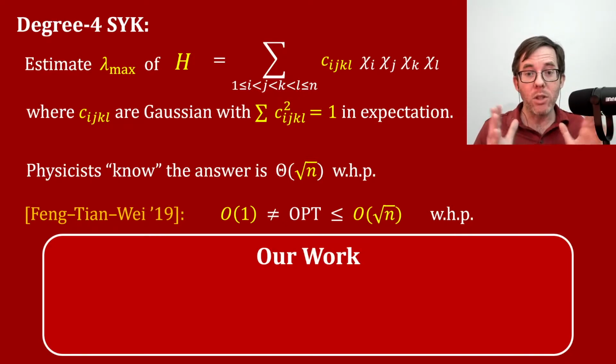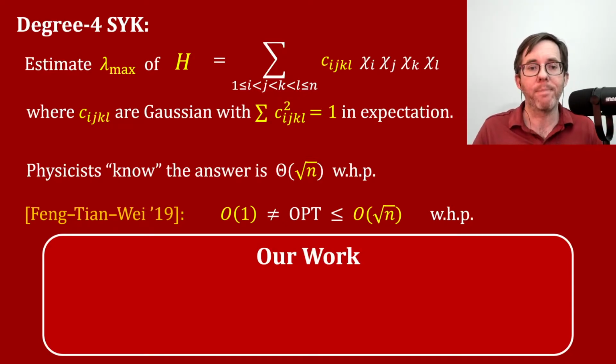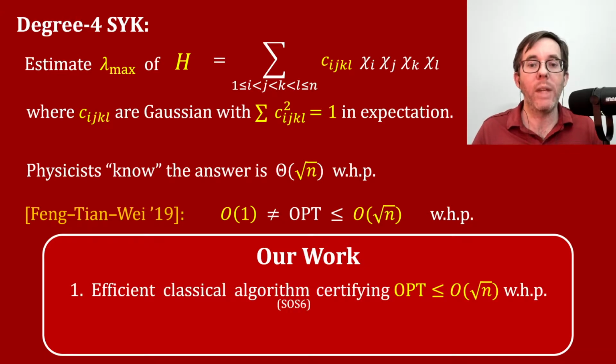Okay, so now I can state the two main results in the paper. First, we give an efficient classical algorithm, specifically the degree 6 sum of squares algorithm, that with high probability certifies that a random instance of degree 4 SYK has optimum at most big O of square root n.